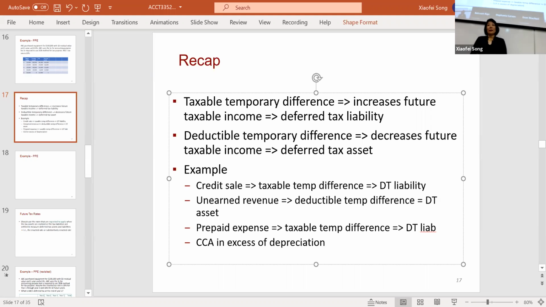Okay. So CCA, capital cost allowance. Capital cost allowance is kind of like a tax depreciation, the amount you subtract to determine taxable income. Depreciation here is the accounting depreciation, the amount you subtract to determine accounting income.